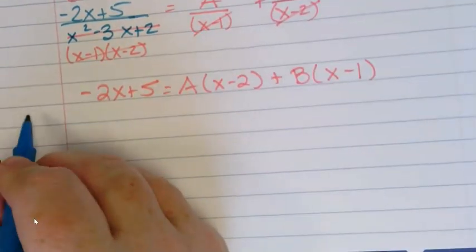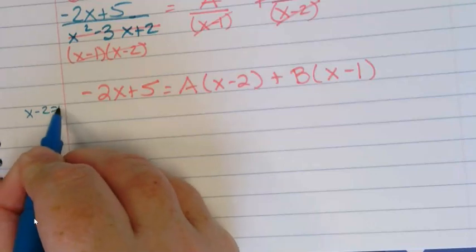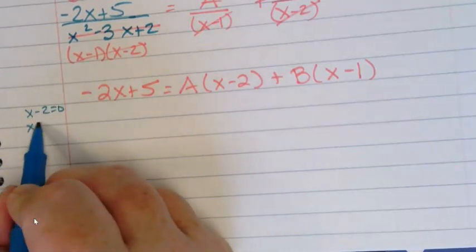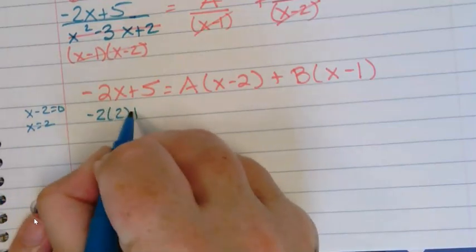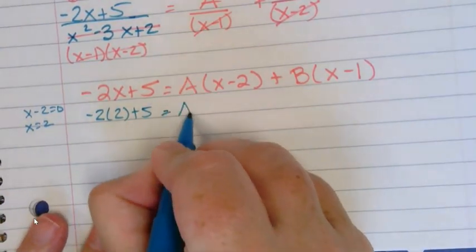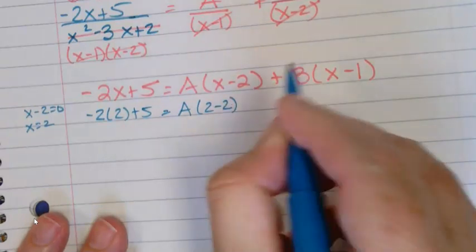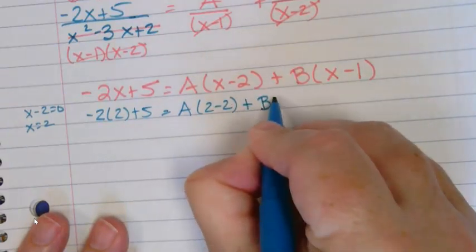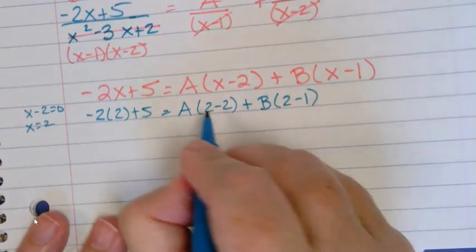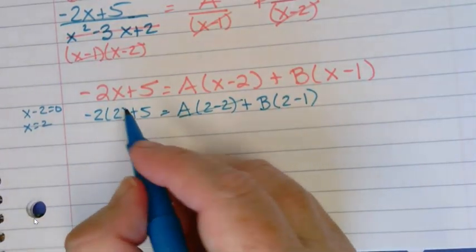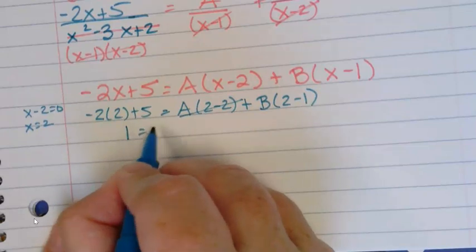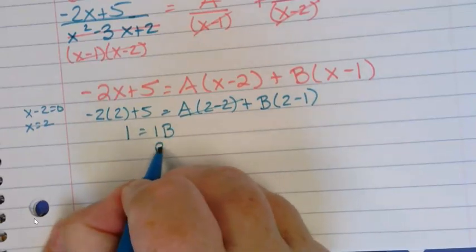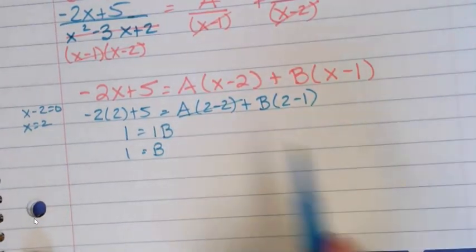And repeat. So x minus 2 equals 0. I'm going to go ahead and just tell you x equals 2. So negative 2 times 2 plus 5 equals a times 2 minus 2 plus b of 2 minus 1. Cancel. So negative 4 plus 5 is 1, equals 1b, so b equals 1.